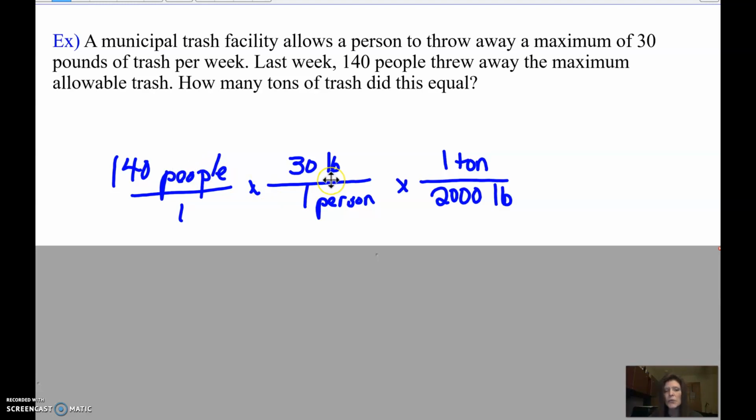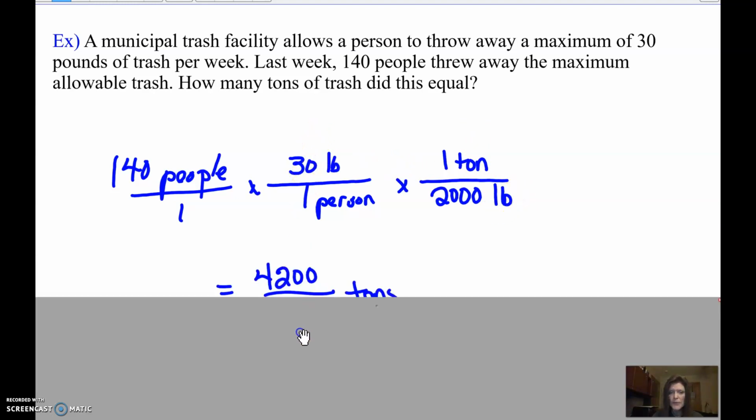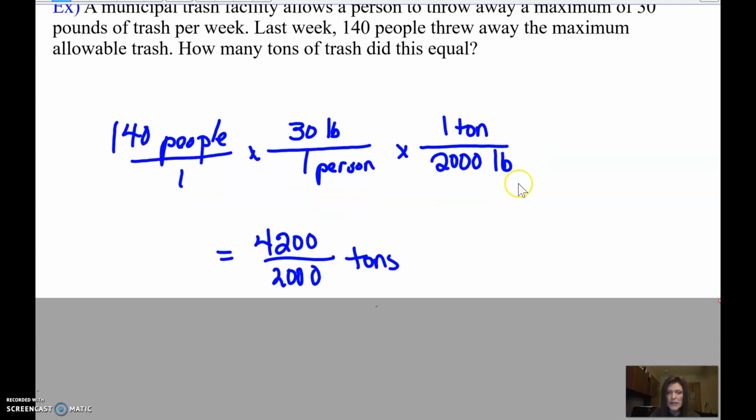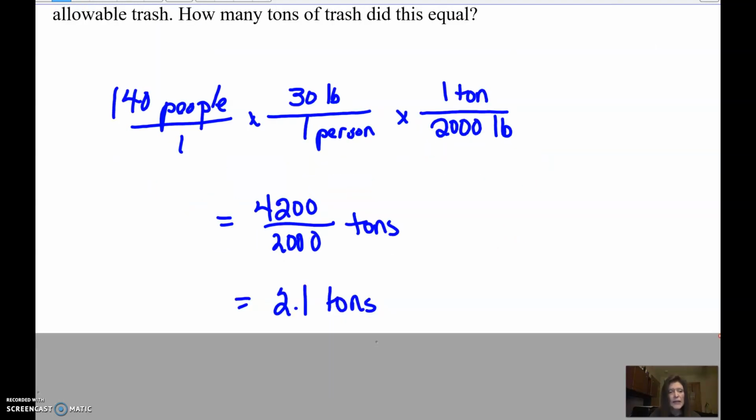Then I'm saying, well, I don't want to know pounds. I want to know tons. So I use the conversion factor of tons to pounds, and I put the ton on top, 2,000 pounds on bottom, because my pounds then will cancel. Multiplying across the top and across the bottom, I get 4,200 over 2,000. Now I just put a simple label of tons here. That's because the people canceled, the pounds canceled, the only label remaining is tons. And when we simplify that, we get 2.1 tons.